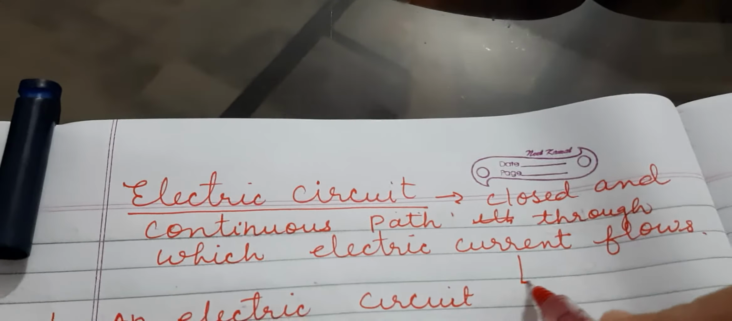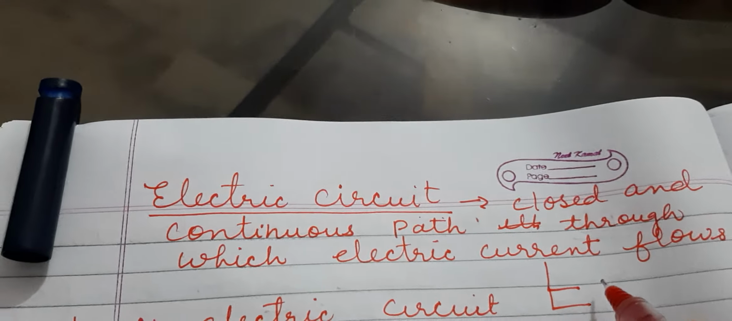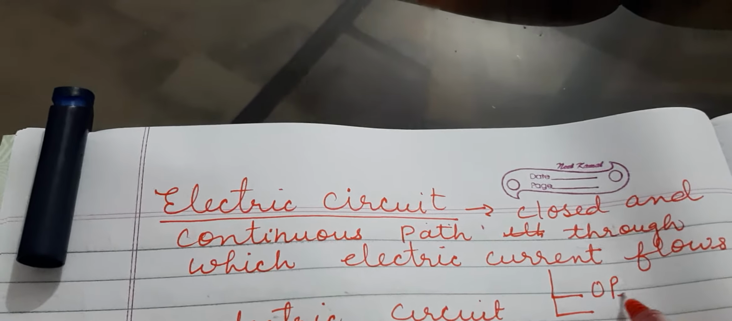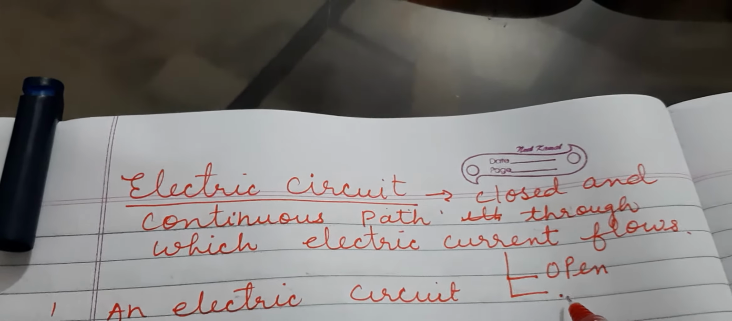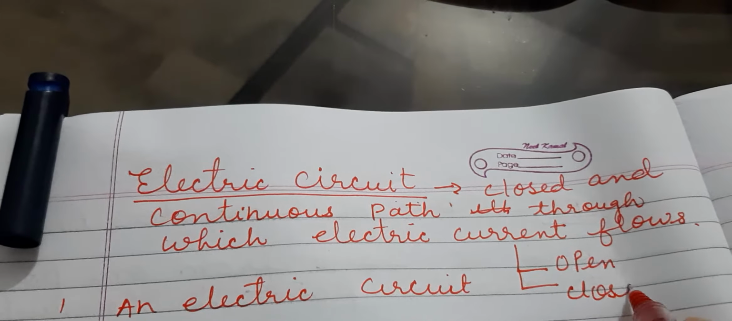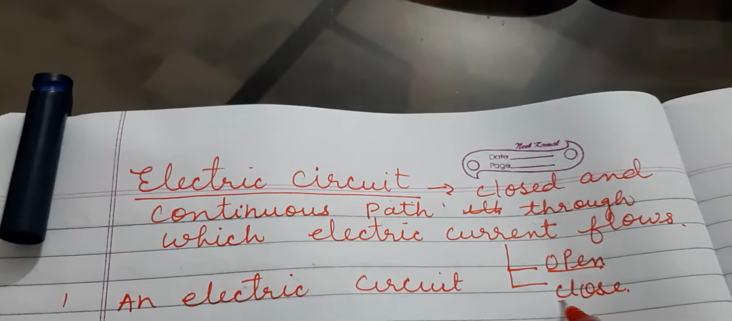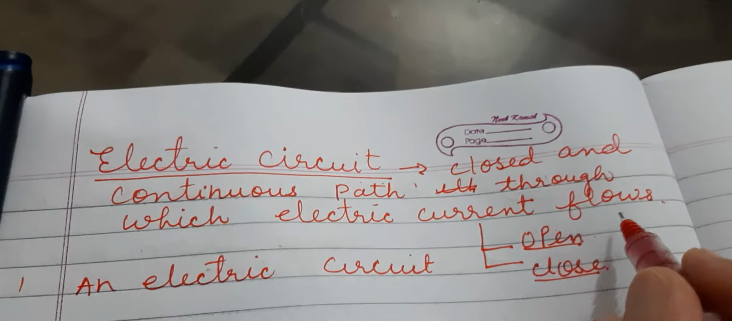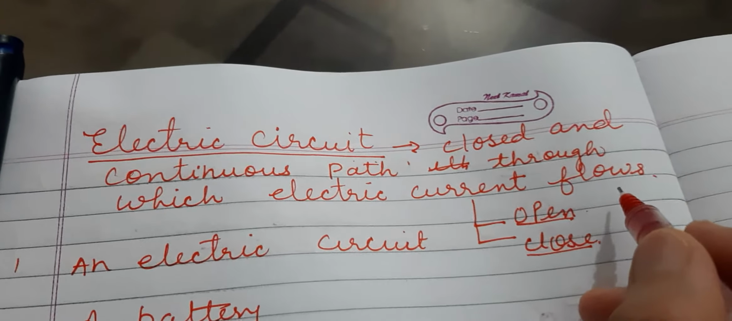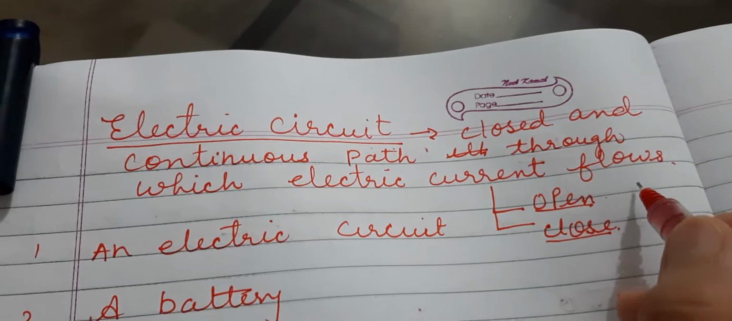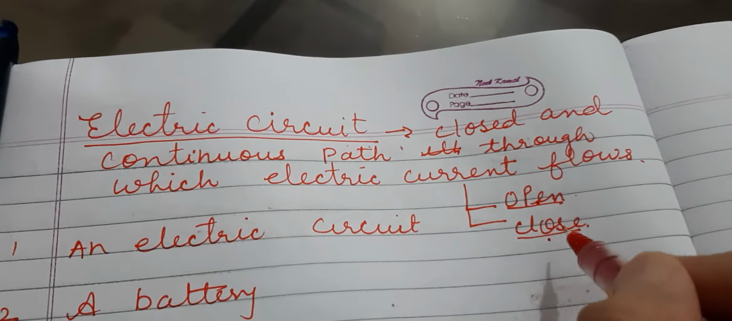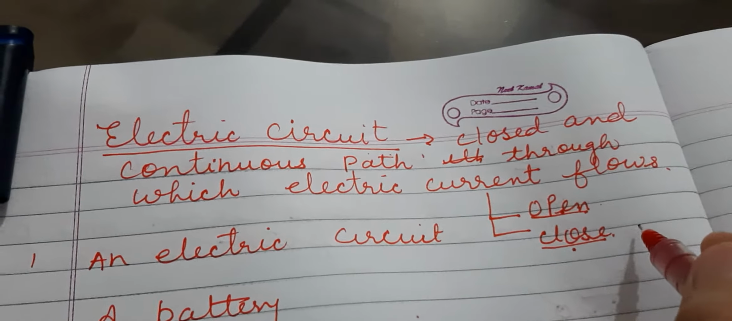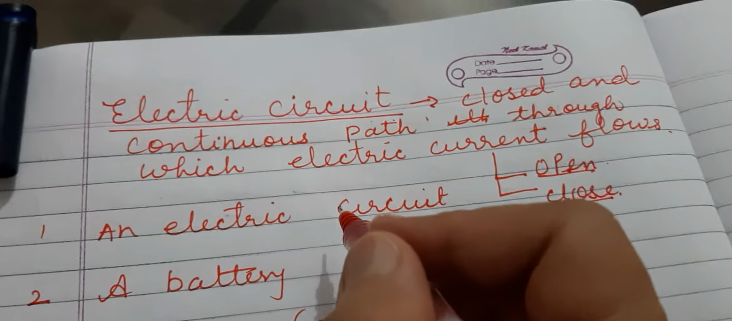Now these circuits can be of two types. One type is the open circuit and the other type is the closed circuit. Open circuit means when the switch is off, there is no flow of electricity, then the circuit is open, and the circuit is closed when the switch is on and continuous flow of electricity is taking place.